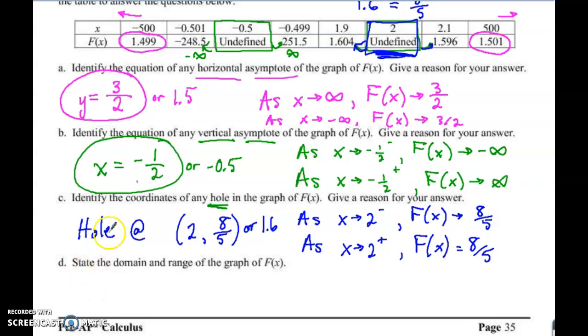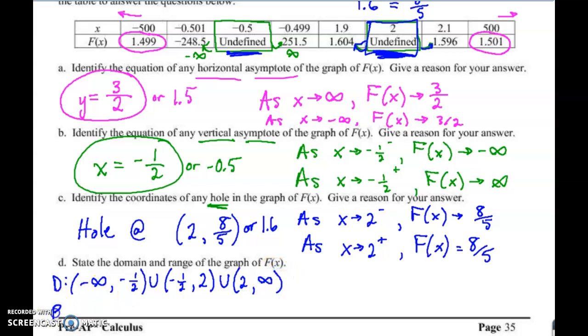The domain should be pretty clear to you because they tell you the undefined values. So the domain, let's do this. I thought I changed colors, but that's okay, I'll stick with this. Negative infinity until negative 1/2, union negative 1/2 until the other x coordinate that's undefined, which is 2, and then from 2 to infinity. Whereas the range, you have to pay attention.